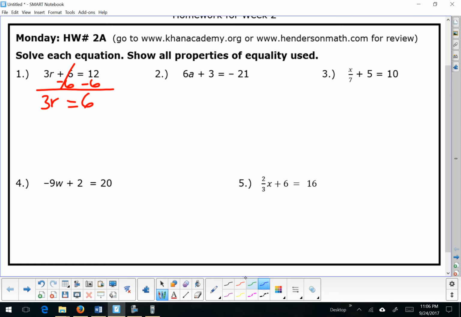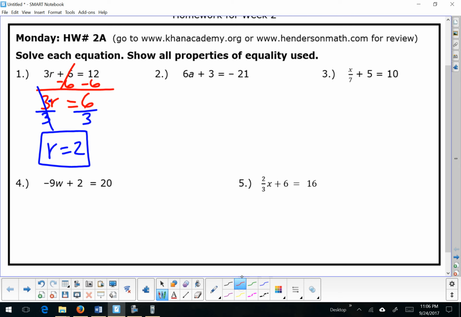Now I'm going to clear this coefficient, right? 3 times r. The inverse of multiplying is dividing, so I'm going to divide both sides by this exact number, which happens to be a positive 3. These reduce to 1. 3 divided by 3 is 1, but I'm going to leave that 1 invisible and simply write my solution.